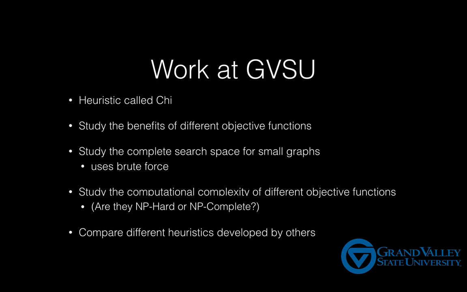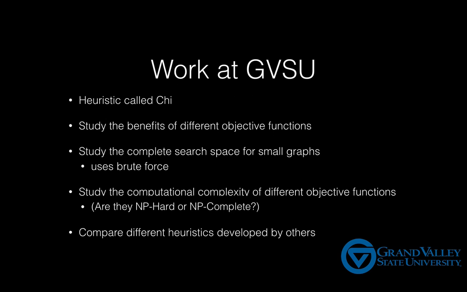We also like to study the complete search space for small graphs. Community finding heuristics make some educated guesses as to where to look for the best community assignments, but they don't look at every one. There's not enough time. But for small graphs, we can look at every one, so if we have a feel for what this space looks like, we can make better guesses as to where to look for the best ones in larger graphs.